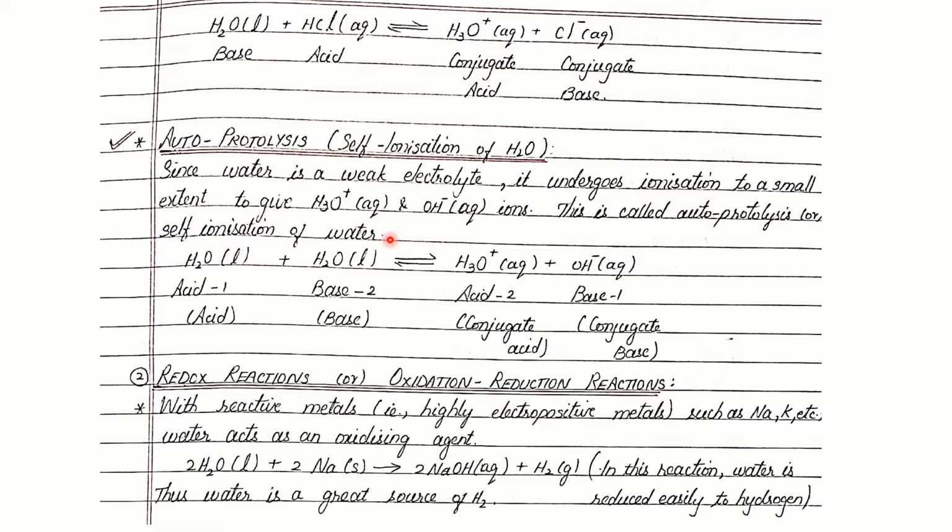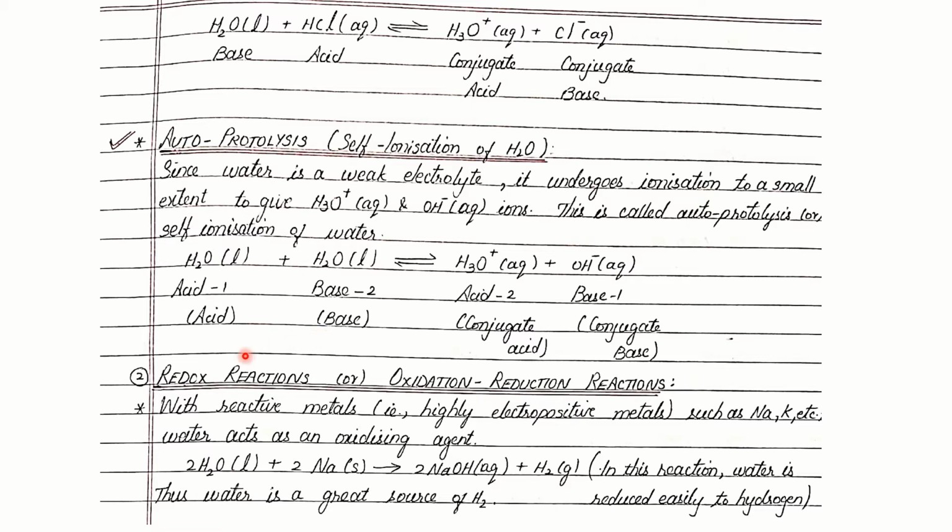During the self-ionization of water, one of the water molecules behaves like an acid and the other water molecule behaves like a base. They undergo self-ionization to a very small extent and lead to the formation of hydronium ion and hydroxide ion. This process is called self-ionization of water, technically called autoprotolysis of water.